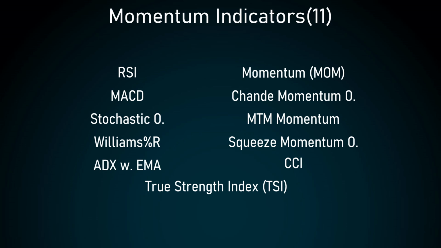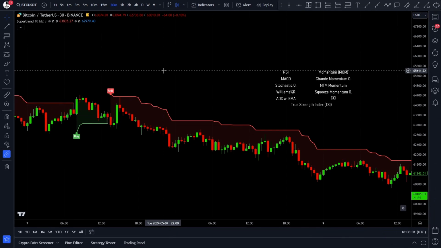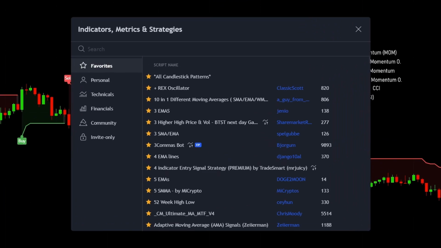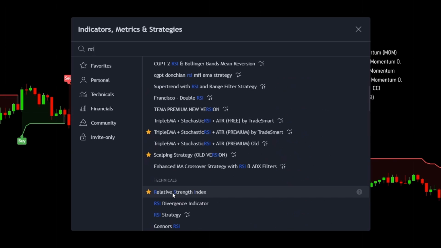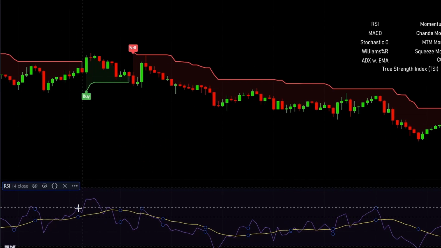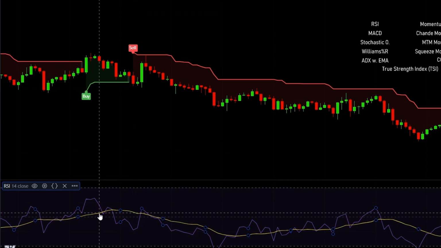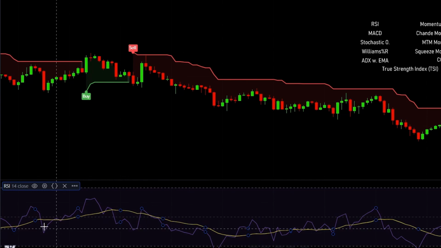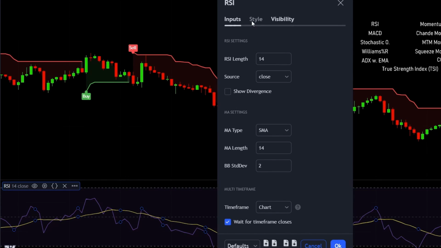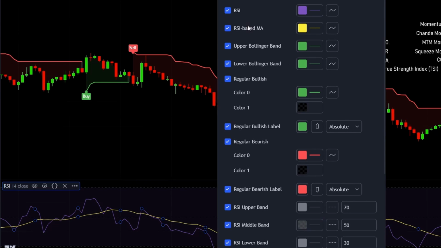Now I will quickly go over all the indicators one by one, and then we will jump into the parameters and the testing method. Okay, let's go over the momentum indicators that we will test. The first one is going to be the RSI. Add this one. The RSI has 2 lines. The purple one is the RSI line itself, and the yellow one is an RSI based moving average. This time we won't be using that, so go to the Styles tab and untick the RSI based MA.